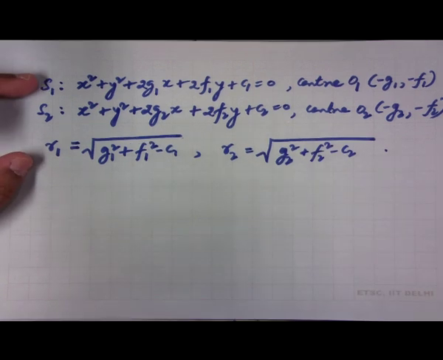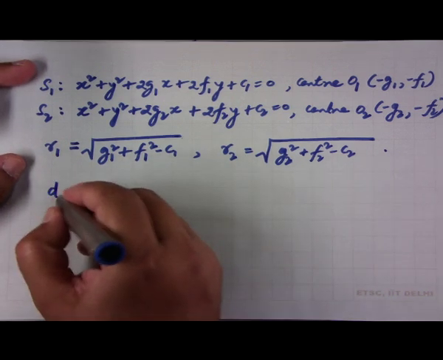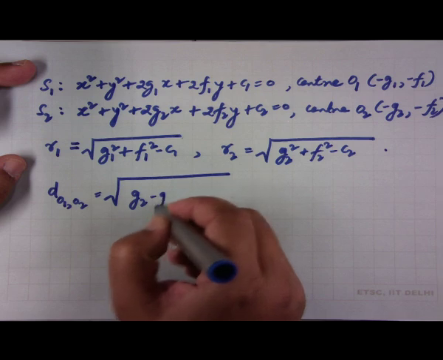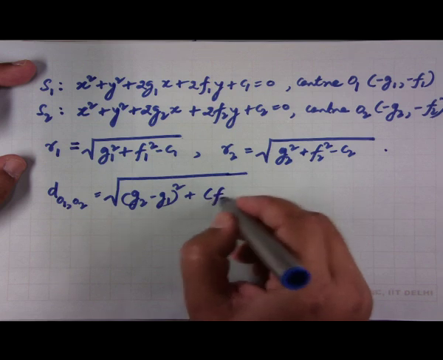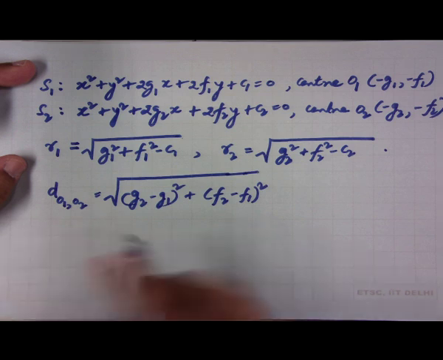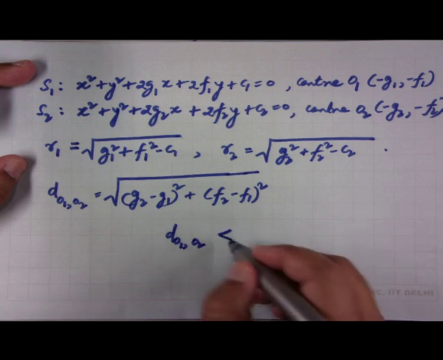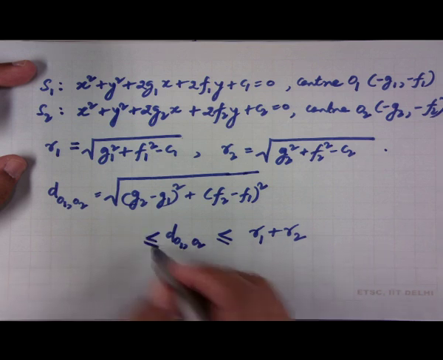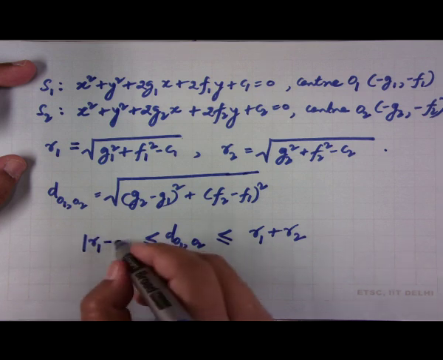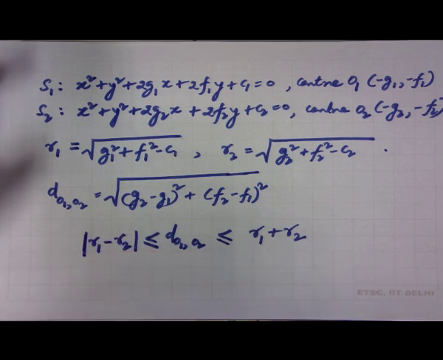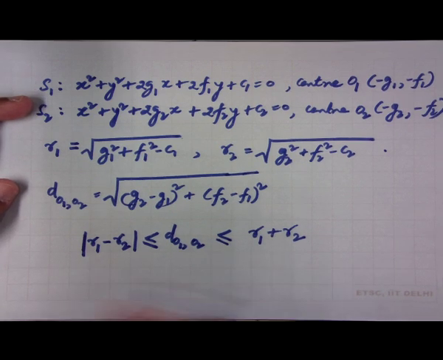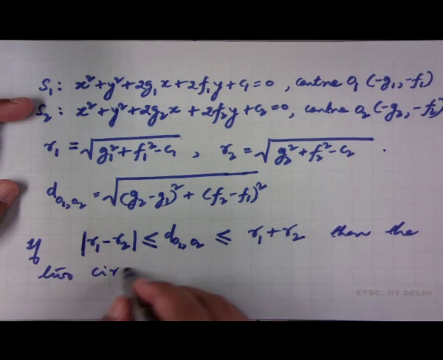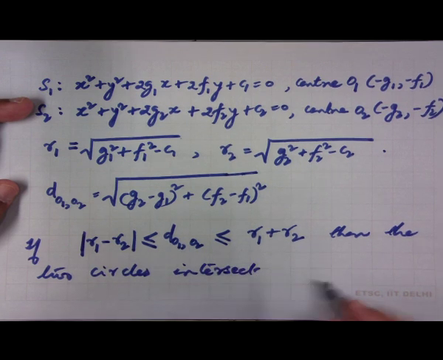Given just this much information, we said that the distance between the centers, which is the distance between these two points, the square root of g2 minus g1 whole square plus f2 minus f1 whole square, if it is less than or equal to the sum of the radii, or greater than or equal to the absolute difference of the radii of the two circles, so if this condition is true, then the two circles intersect each other.